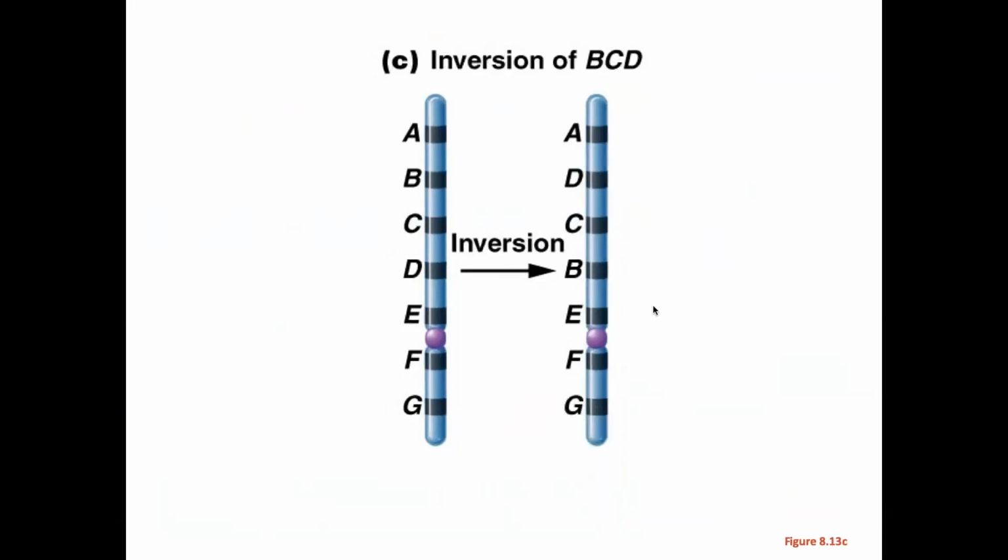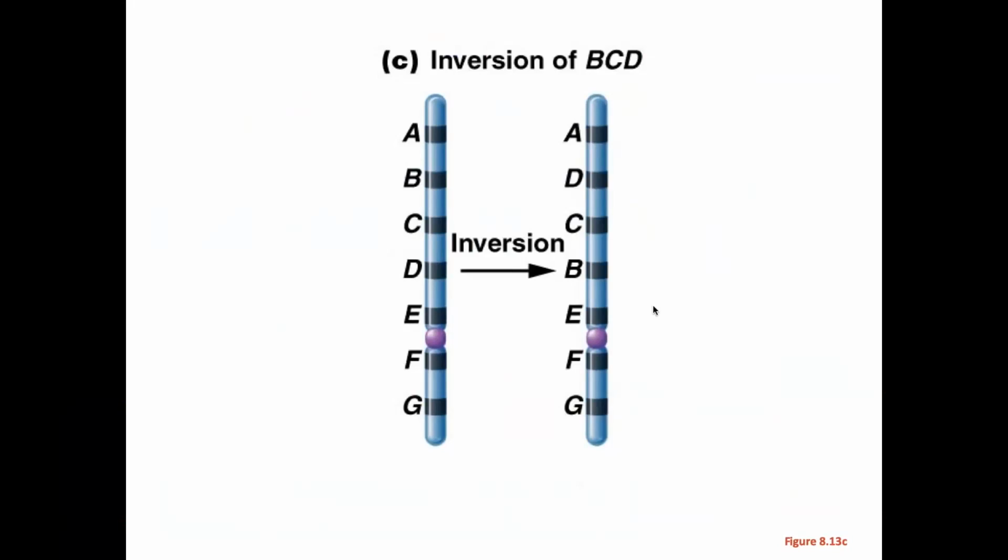So in addition to duplications and deletions, you can have what are called inversions. So inversions are a little bit different. In this case, you don't lose information as you do with a deletion. You don't gain information as you do with a duplication, but instead you simply reorganize the information, the genetic information within the chromosome. You change the linear order of genes.